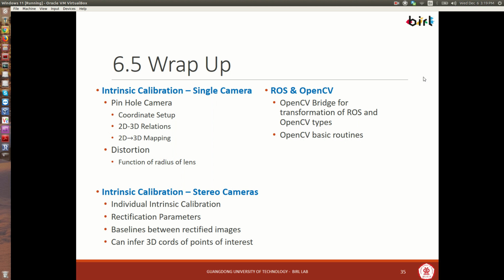We also learned some of the OpenCV basic routines that helped us to do edge detection, color extraction, and face detection.